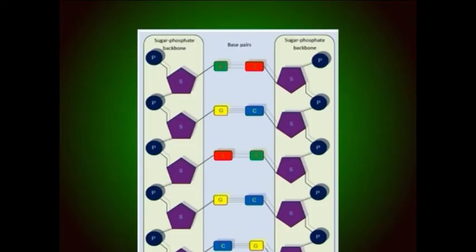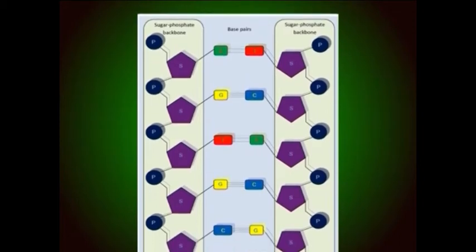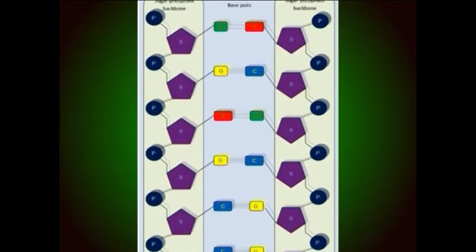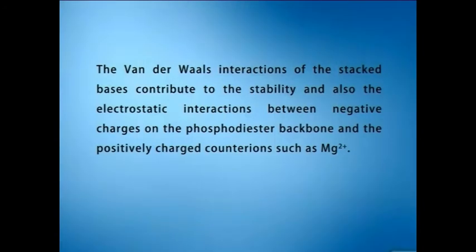An important force stabilizing DNA structure, as has been explained earlier, is the hydrogen bonding between complementary bases. An AT base pair consists of 2 hydrogen bonds and a GC base pair has 3 hydrogen bonds between them. The van der Waals interactions of the stacked bases contribute to the stability, and also the electrostatic interactions between negative charges on the phosphodiester backbone and the positively charged counter ions such as magnesium ion.